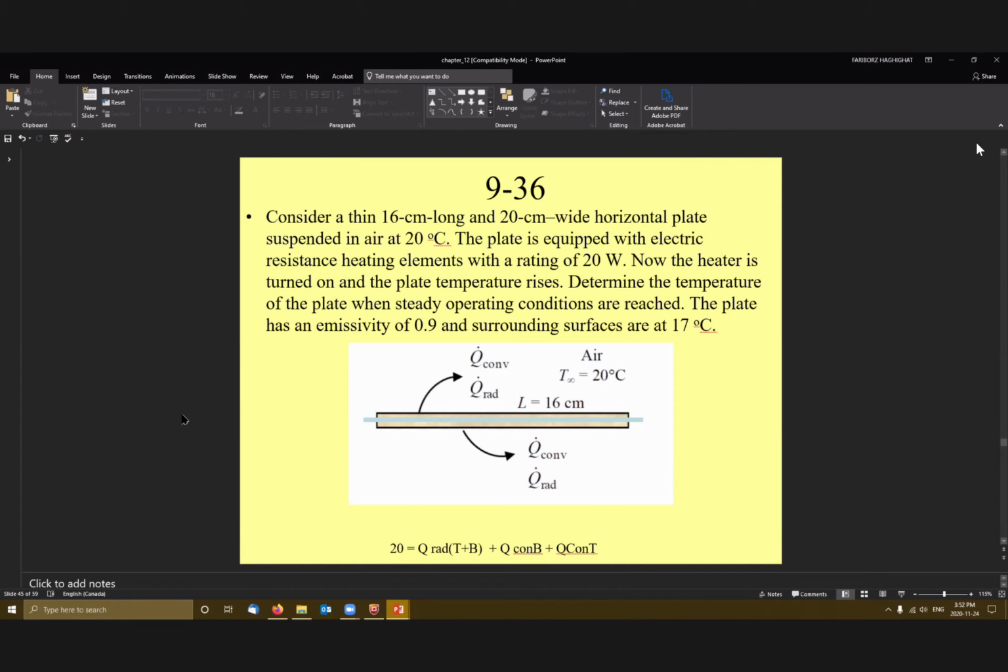Conduction to the surface. We assume the temperature everywhere is 20 degrees. Here is 20 degrees, here is 20 degrees. Therefore, if I assume half of the plate here, it means that the center is almost insulated.